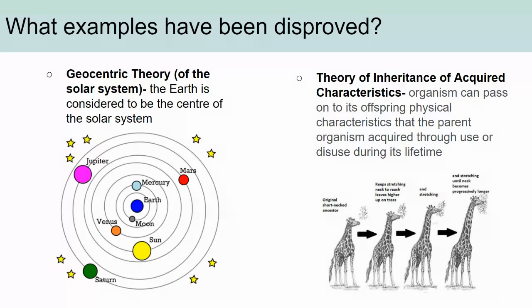And this is what was proposed by Lamarck. It was the idea that organisms can pass on to their offspring physical characteristics that the parent itself acquires through its lifetime. And that may be due to the use or disuse of different characteristics. What we now know is that, in fact, everything is inherited through our genes.